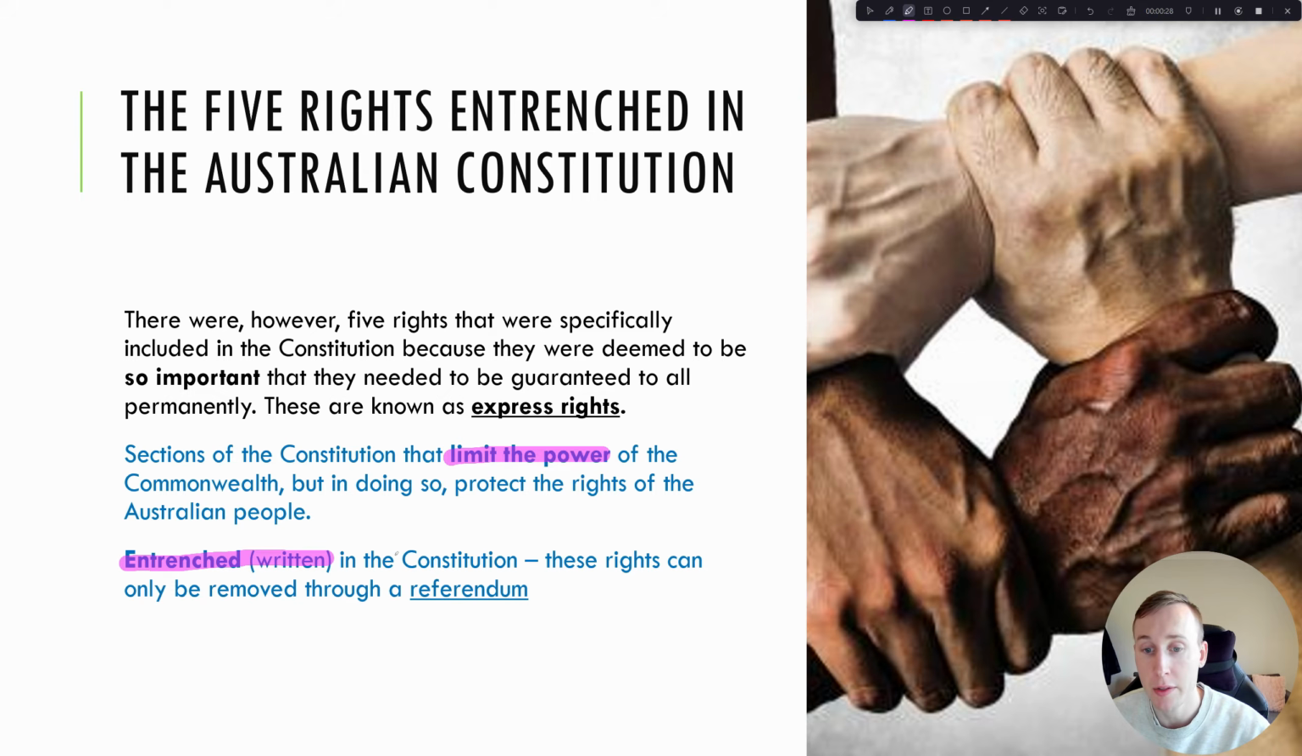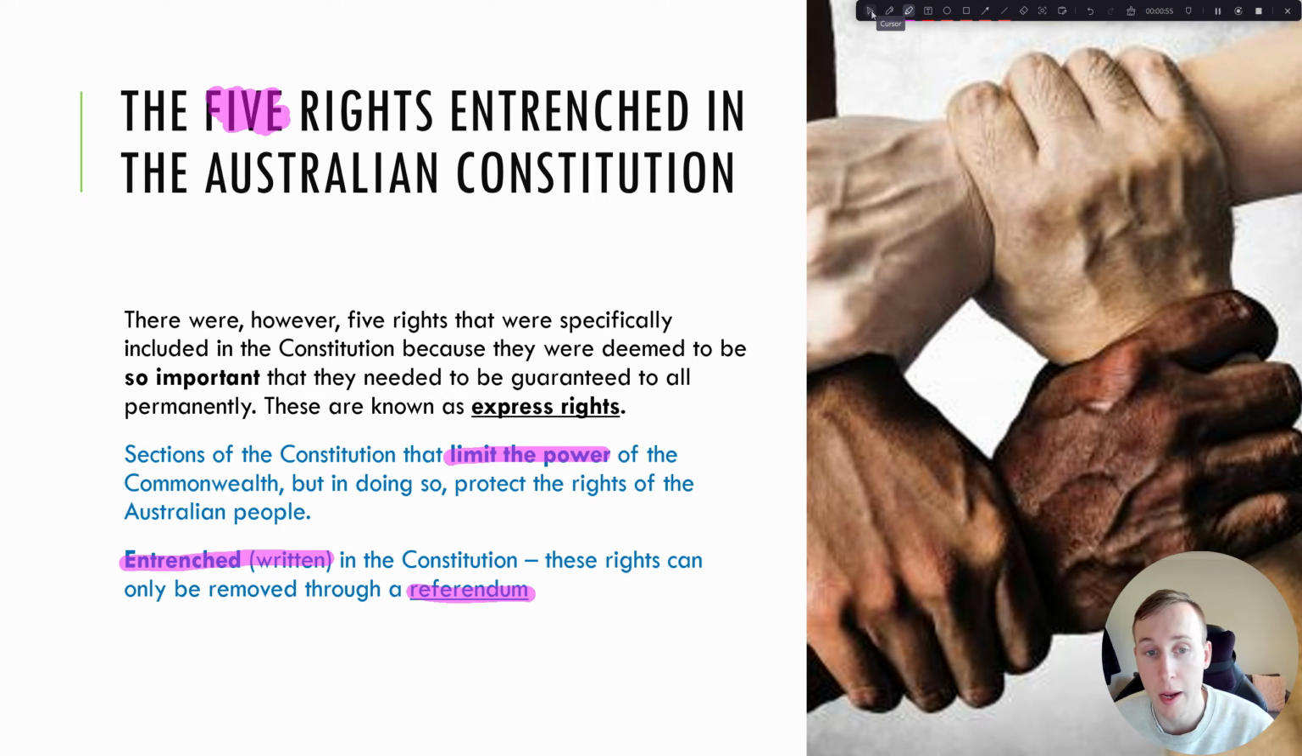So what that means is because they are physically in the Constitution, the only way that these rights can be taken away from us is through what's known as a referendum, which I'm going to explain on the next slide. So in Australia, we have 5 express rights, such as freedom of religion, and they're very difficult to take away, but also it's very difficult to add new express rights because of this referendum process.